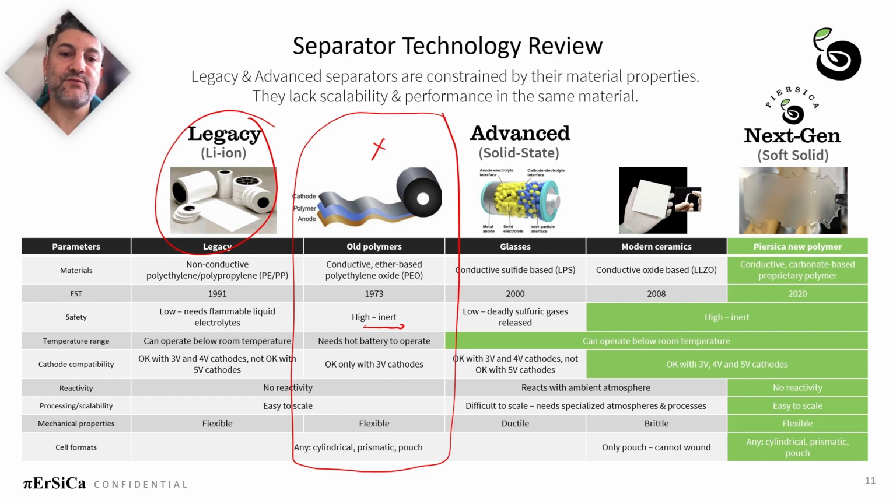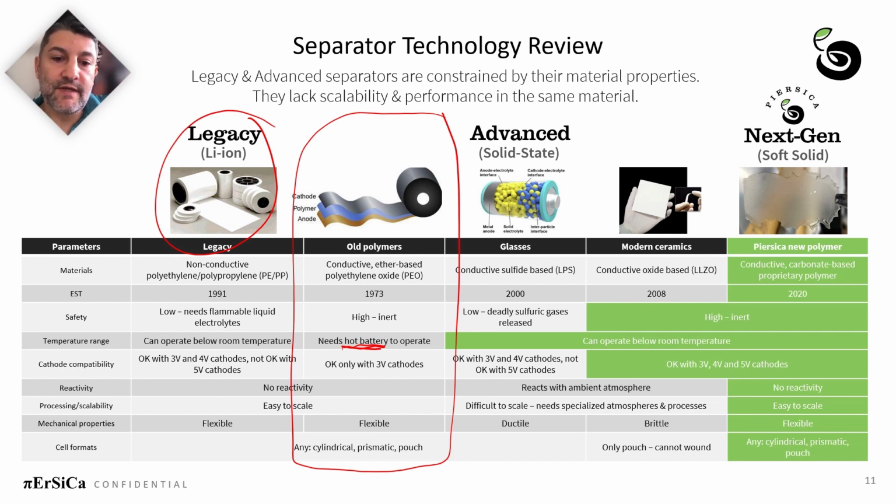Okay, this material is inert. Polyethylene oxide does not react with oxygen or water. You can handle it in open atmosphere, easy to scale. It's a polymer, so the mechanical properties are very good. It doesn't break. It's soft. You can bend it. The problem is, of course, it needs a hot battery to operate. You need to heat it up.